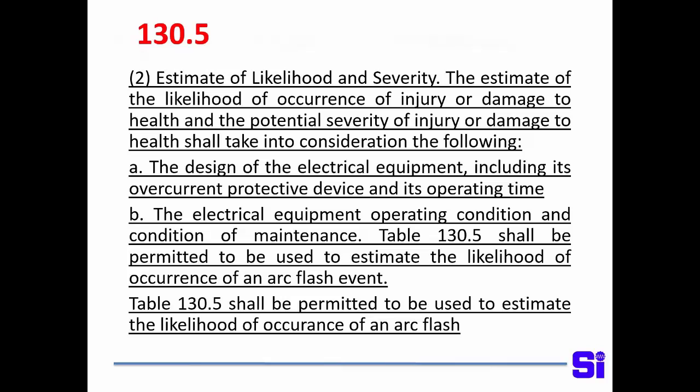Table 130.5 is a brand new table. We're taking Table 130.7(C)(15)(a), cutting it down and massaging it a little bit, and moving it from the table method into the main text in 130.5. And I just see this as a huge benefit, because before you really couldn't use that table unless you were using the table method.